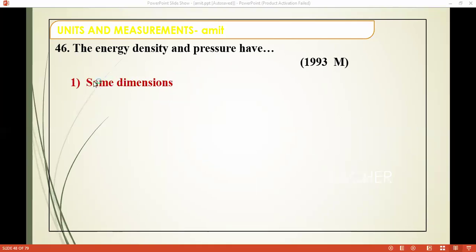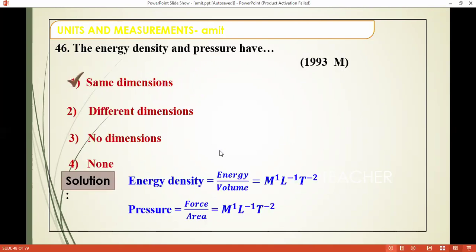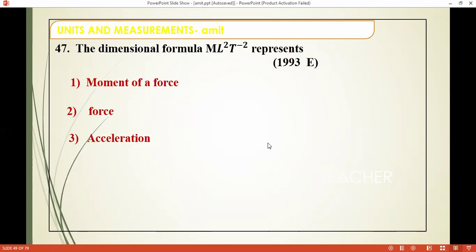Energy density and pressure: energy density is energy per unit volume, pressure is force per unit area. So just check it, this is what you get. See, you watch. Okay, you get the same dimension. It's again important, but you have to be aware and you solve this question. Each question has a formula, this will be present. Each question is about moment of inertia.